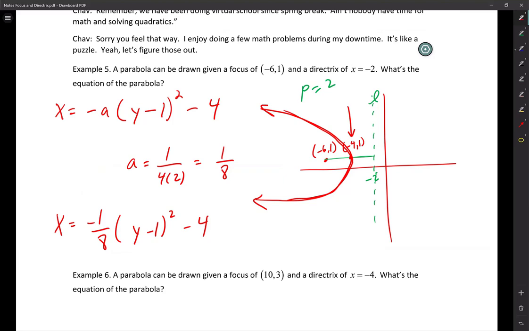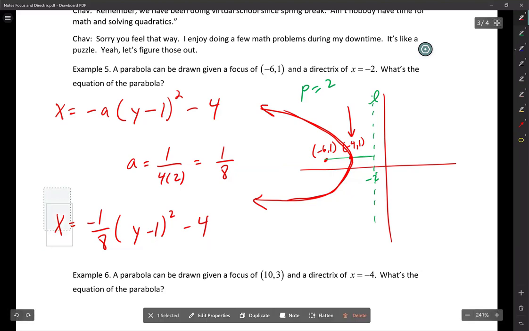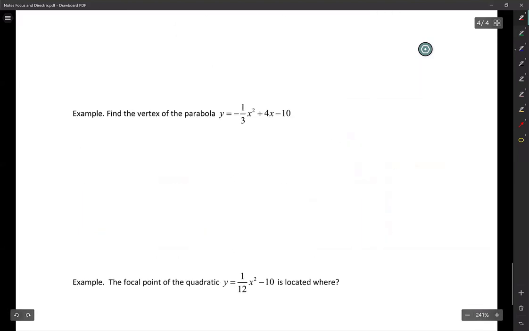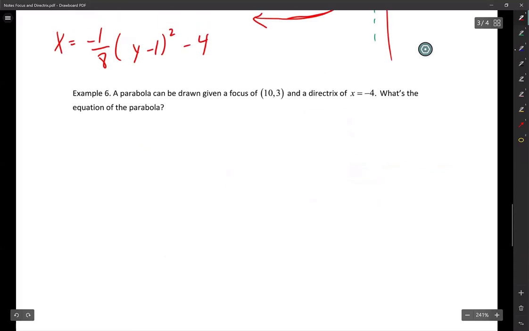Cool or not cool, guys? All right, we're almost done. Let's do some more practice. It's just one more, and then we're just answering little questions on how to complete the square with a number in front besides one, besides a equals one.